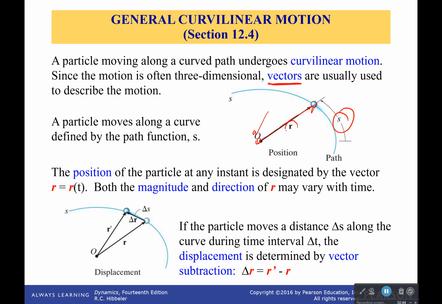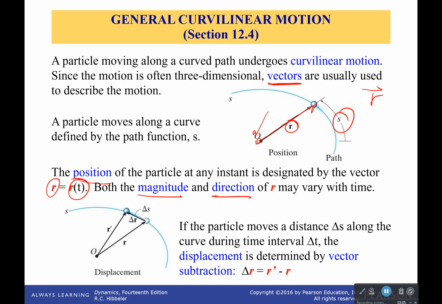And we have this position vector r. It's bold, it's a vector. If you want to, you can always draw it with a little hat so you know it's a vector. Now the position of the particle at any instant is designated by this vector and it changes with time. And also the magnitude and direction of that may vary with time.